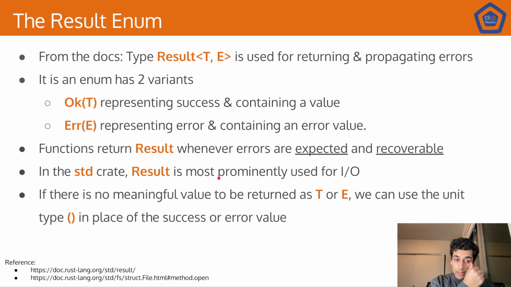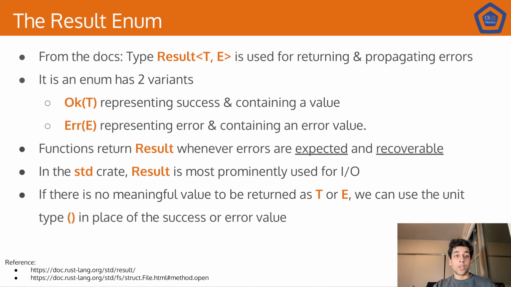Okay, so if there is no meaningful value to be returned as T or E, we can use the unit type, a tuple with no elements inside, in place of the success or error value. That's the sort of standard you'll see in this course. If we expect you to write a function where there's no meaningful value to be returned as successful, you'll just see us ask you to place a unit type in there.